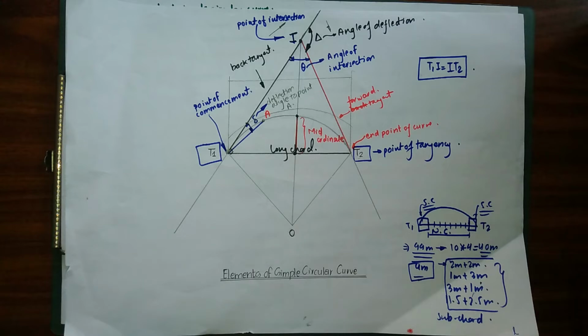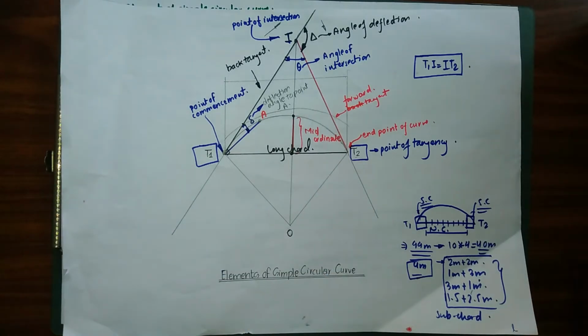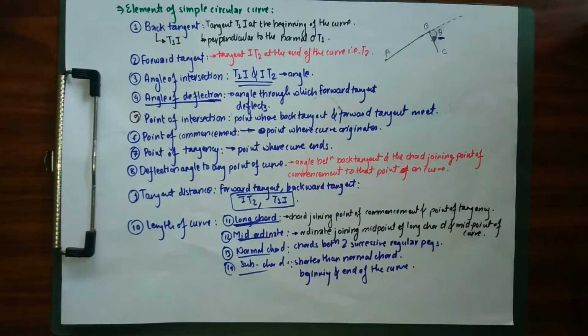Those unequal or equal divisions shorter than the normal chord at the beginning and at the end of the chord are known as our sub-chord. Next we'll be learning about the different relations between all these elements of a simple circular curve. So we talked about 14 elements of a simple circular curve. Next we'll be talking about the relation between a few of them.